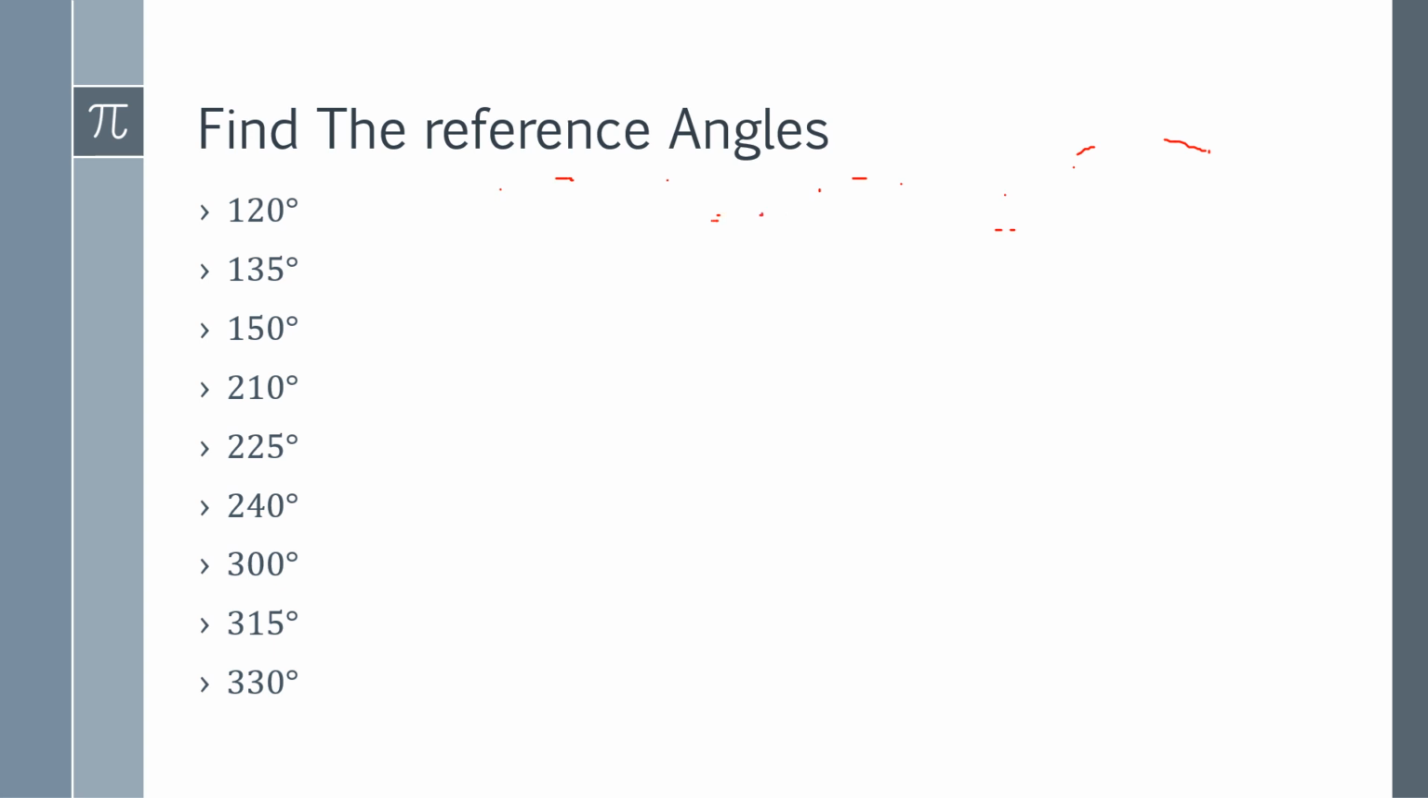Alright, so let's do 210. I know that is in quadrant 3. So what I like to do, because it's bigger than 180 in quadrant 3, I subtract 180. So 210 minus 180, that's just 30 degrees.